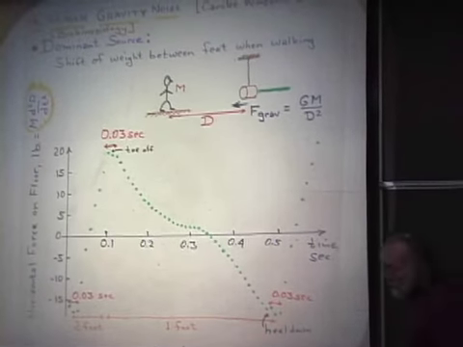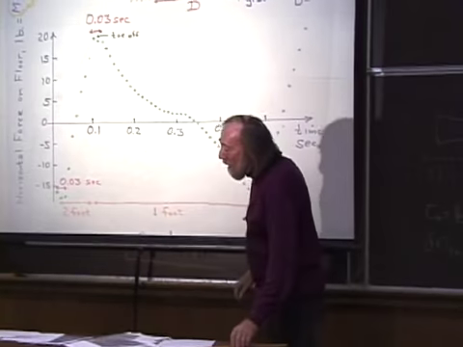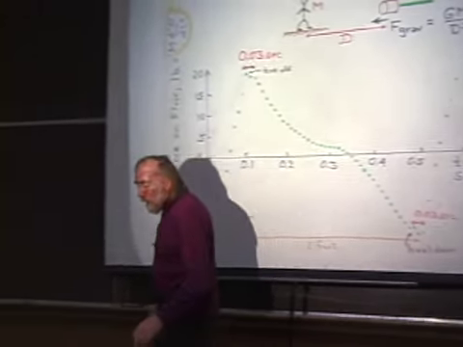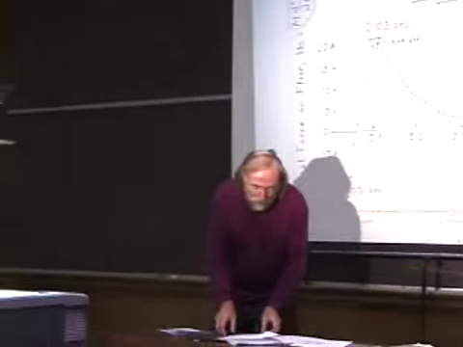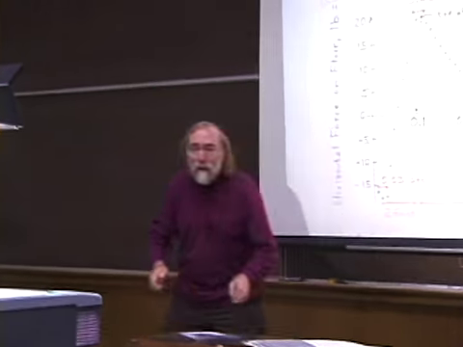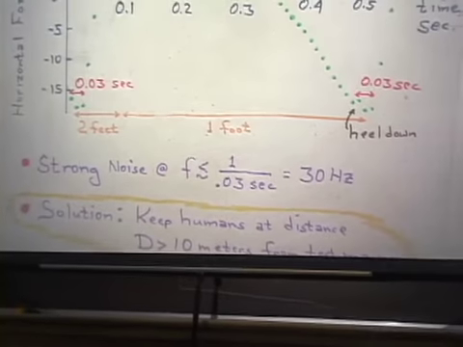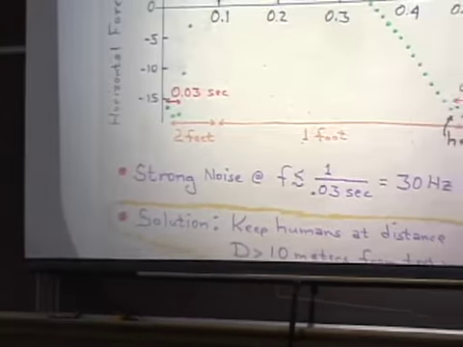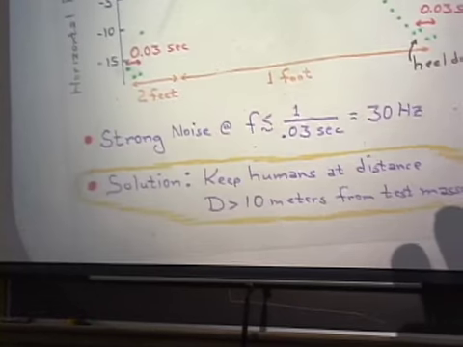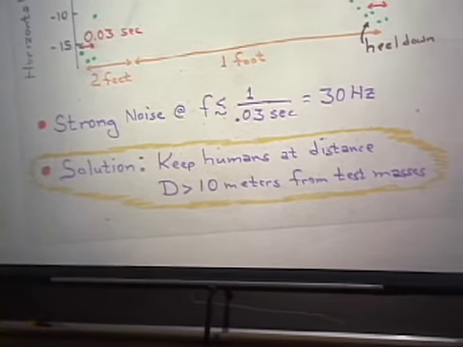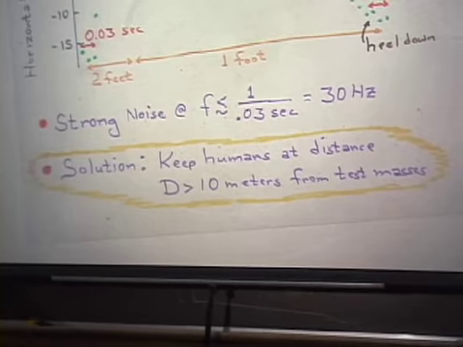And so Carolee and I went through the details of this and wound up with a bottom line for this noise that said that we have to keep human beings at distances d bigger than 10 meters from the test masses, or we would have problems. So the facilities were designed so that nobody is within 10 meters of the test masses when LIGO is in operation.